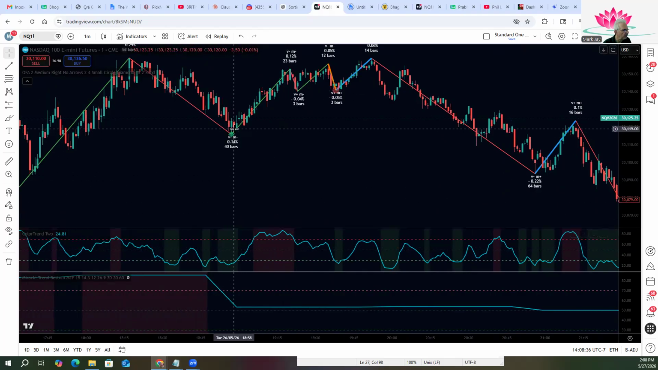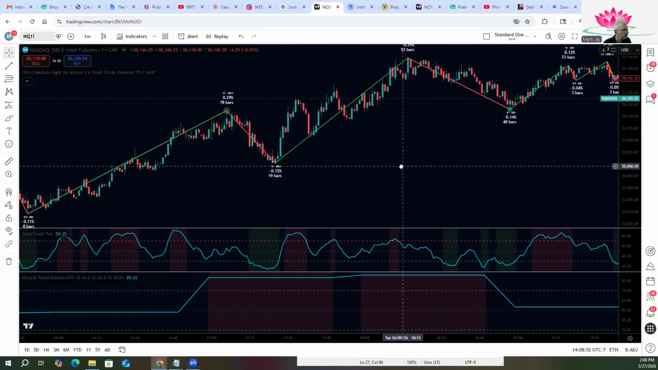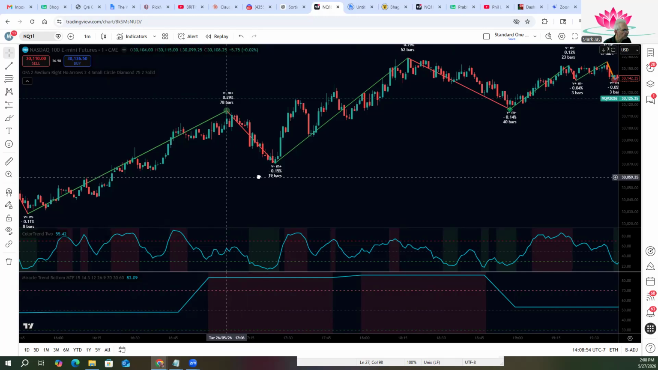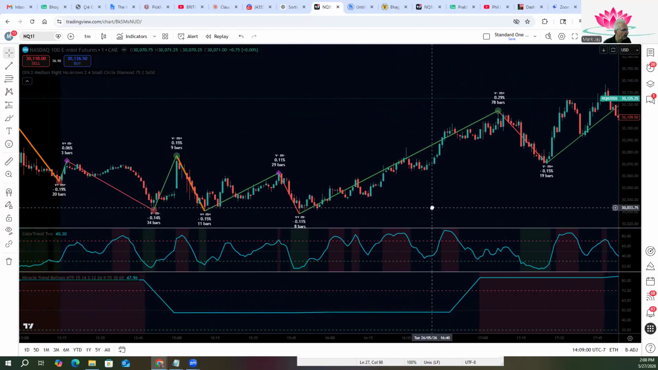So diamond inside the green background color of the color trend 2. Wait for the market up here. Keep going until it finally exits the end of the background color. No trade here because it didn't fall inside of a green or red background color.